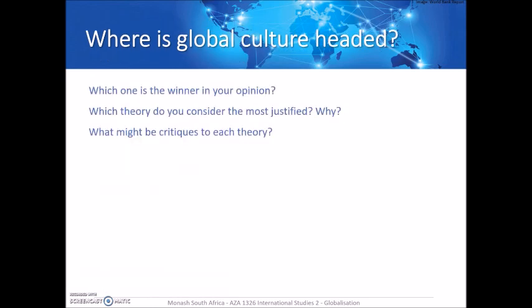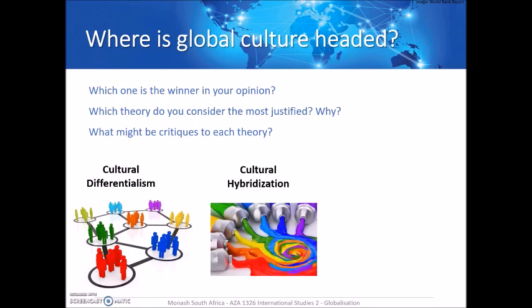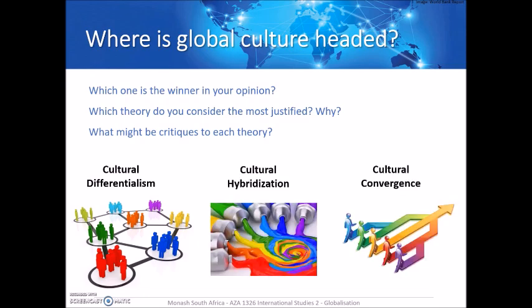So now, what do you think? Which one is the winner? Which theory do you consider the most justified? Why? Are there elements to each one of them that you might consider are valid? Which ones are less valid? What might be critiques to each theory? I'm quickly going to touch on the critiques, but I would like you to think about the first two questions as well for yourself.